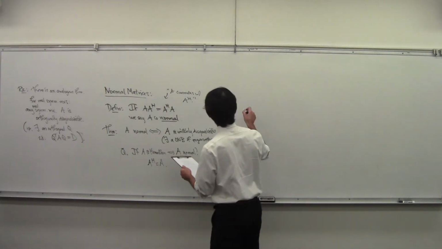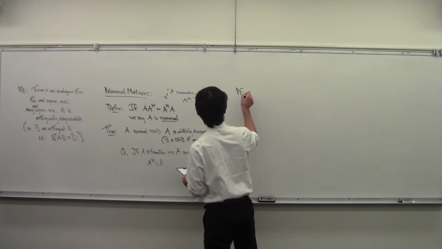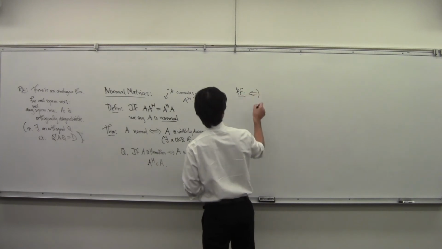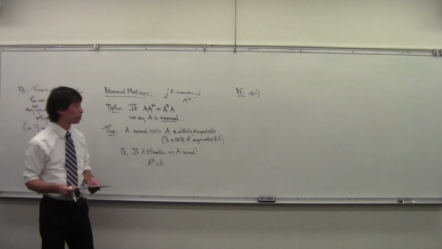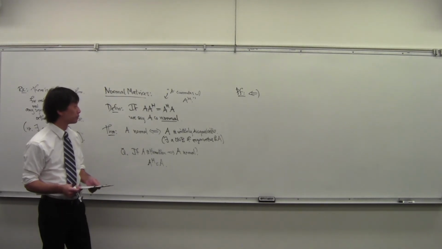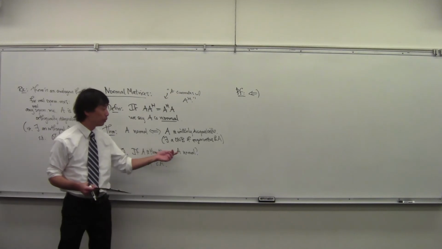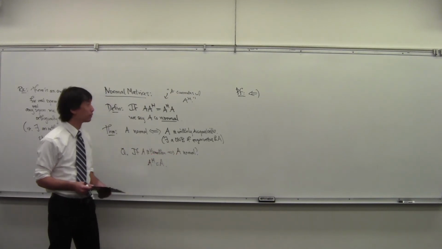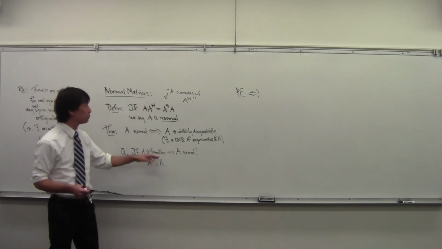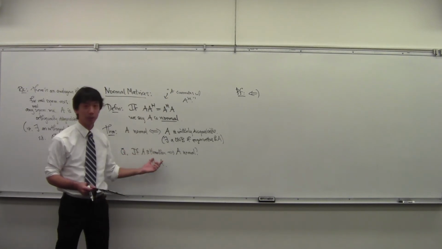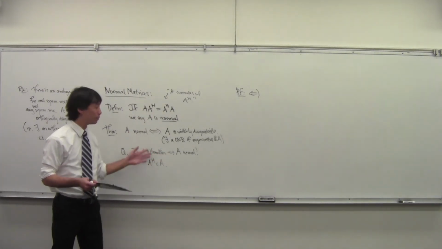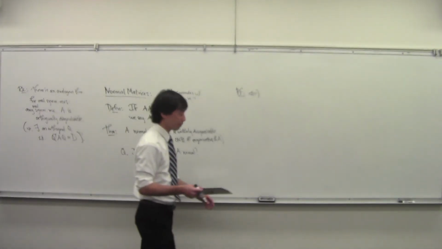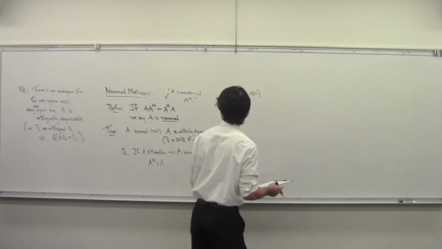I don't think we'll have time to do both directions. Maybe we will, I don't know. So just because it's normal doesn't mean it's Hermitian. Hermitian implies normal, but normal doesn't imply Hermitian. Being Hermitian is stronger than being normal. If you're Hermitian, you're normal, but not the opposite.